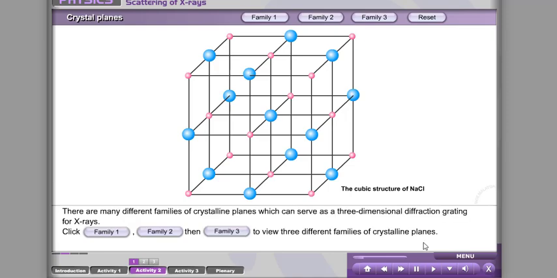There are many different families of crystalline planes which can serve as a three-dimensional diffraction grating for X-rays. Click the Family 1 button, the Family 2 button, then the Family 3 button to view 3 different families of crystalline planes.